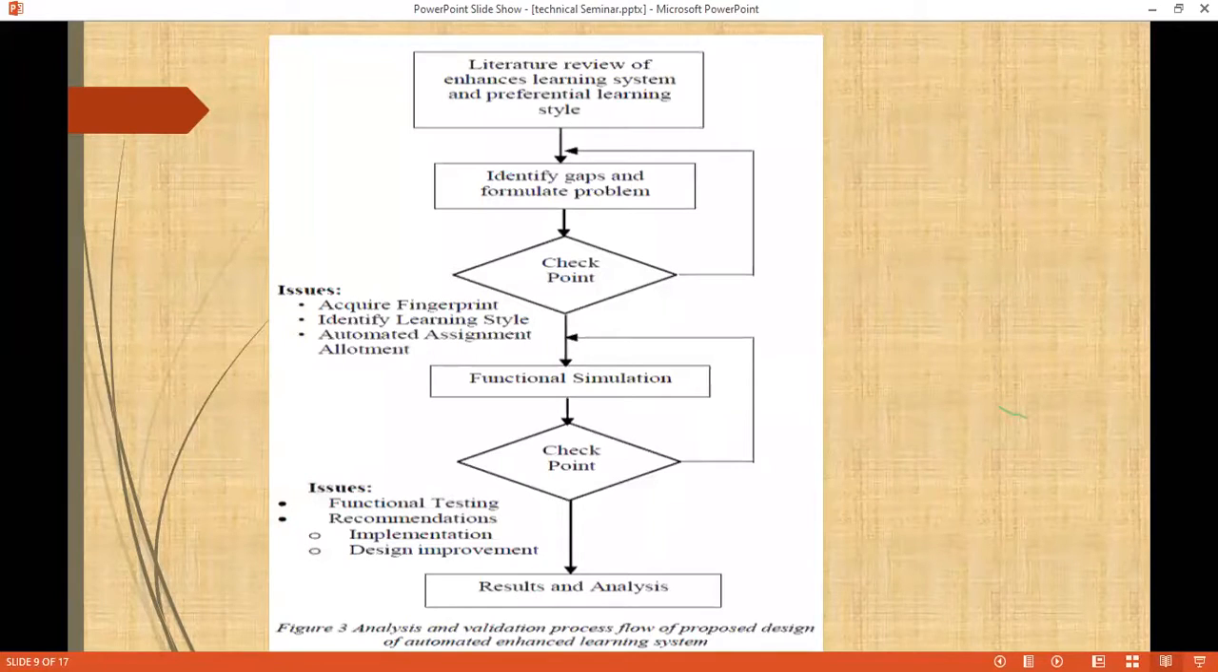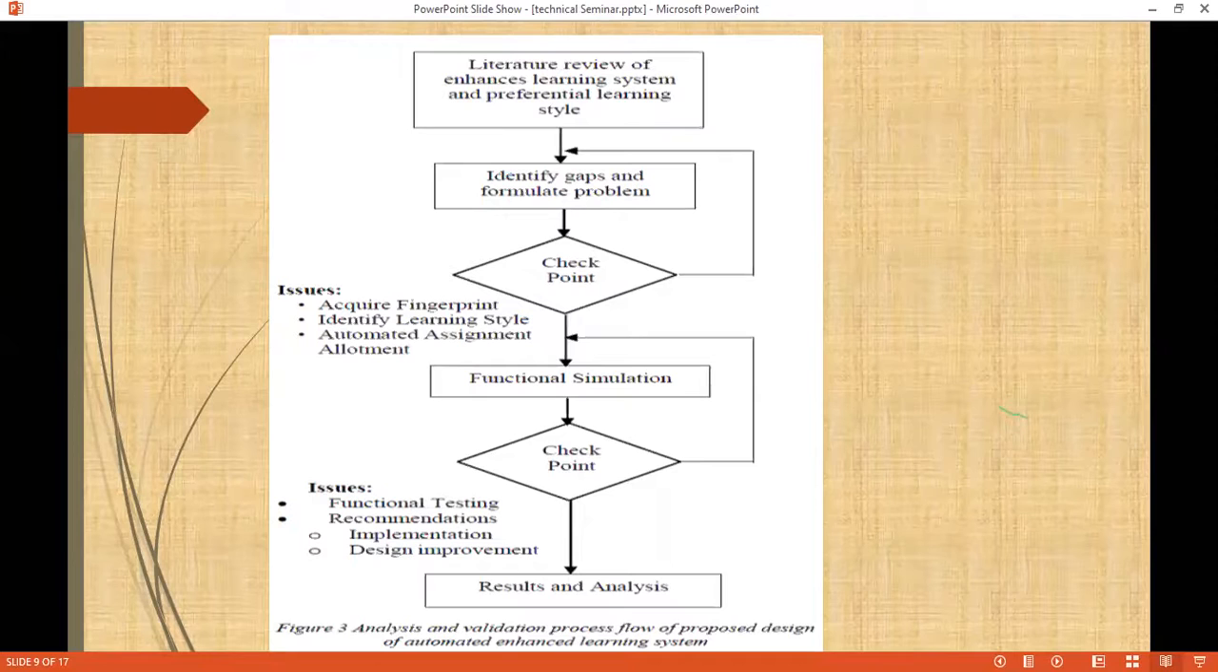And this is the analysis and validation process of the proposed system. First is doing the literature survey, and after that you need to identify the gaps. Once you identify the gaps, you need to generate the solution for that problem. In every validation process, there will be a checkpoint. A checkpoint is used for testing purposes, whether the given input is proper or not. When it is not proper, again it goes back to identify the problem, gaps, and regenerate the solution for that problem. And once the output is correct, it goes to functional simulation.